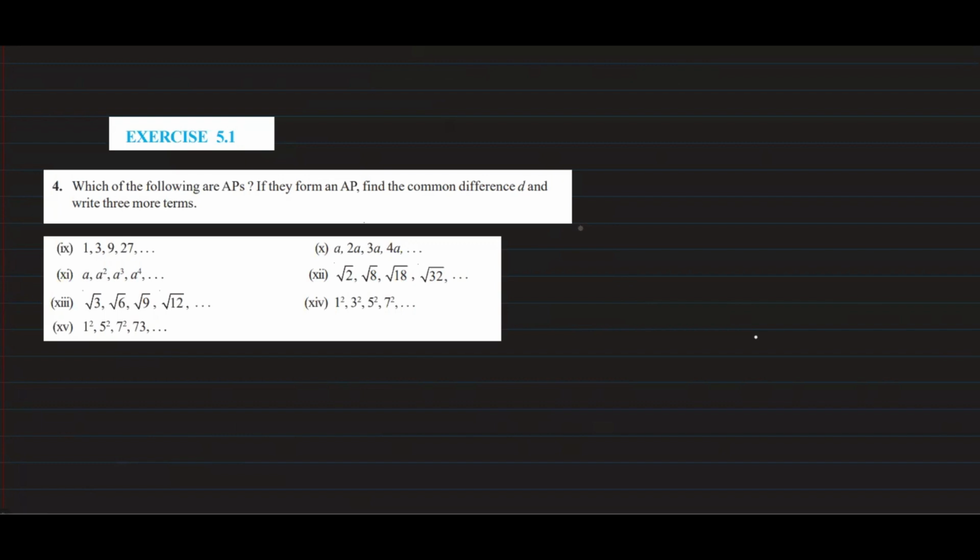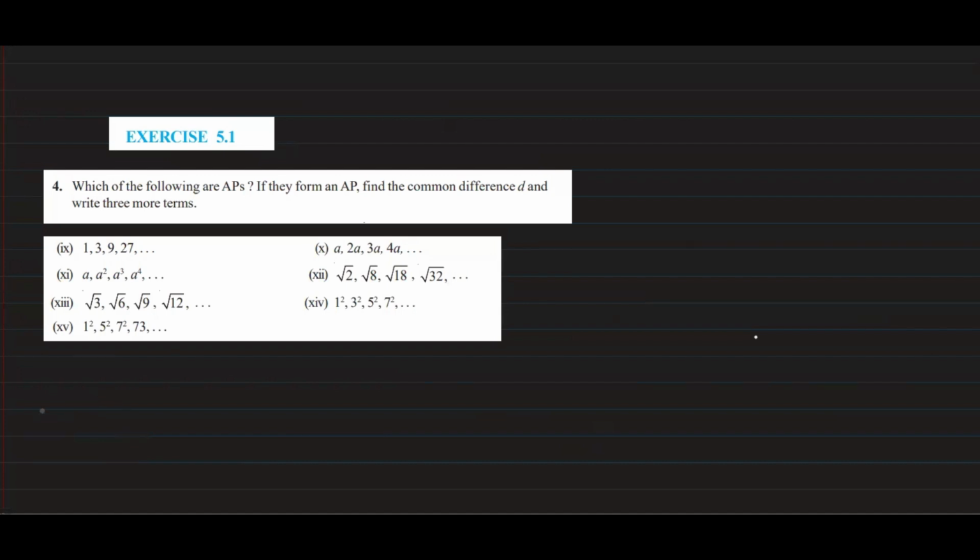Now let's get started with question number 4, the ninth question. Which of the following are APs? If they form an AP, find the common difference D and write 3 more terms. So basically we are given a list of numbers and we have to see if the list forms an AP. If yes, then we have to find 3 more terms. How do I find if the list of numbers forms an AP? For that we have to find D, the common difference. D should be the same throughout the series.